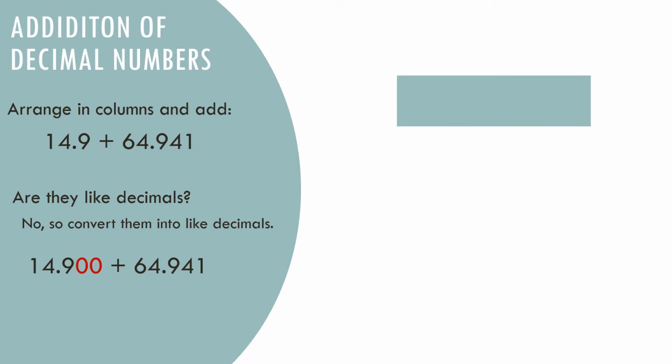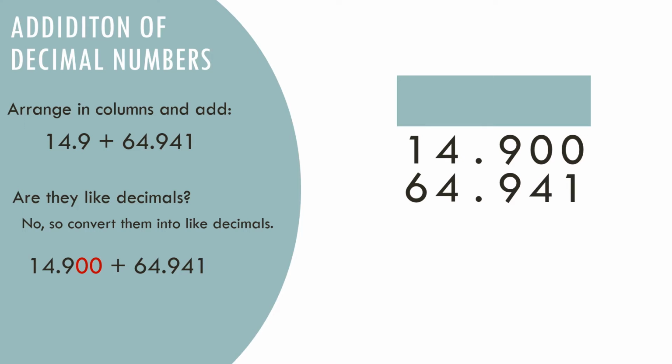First, make a carry-on box. Then arrange the digits in place value columns. The decimal points should come one below the other in the column. Write 14.900, then write 64.941. Now we draw a line so our answer can go below it, and we write a plus sign on the left to show that we are adding. As usual, we start our addition from the right. Now add the decimal numbers just as we add whole numbers.